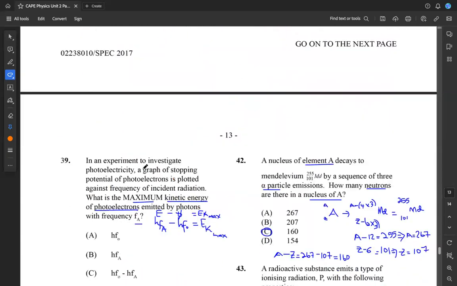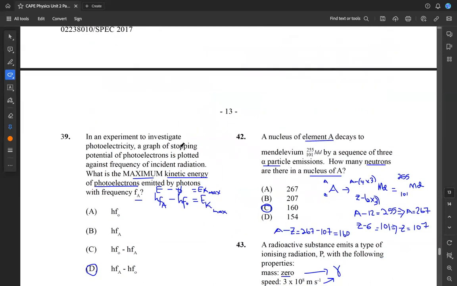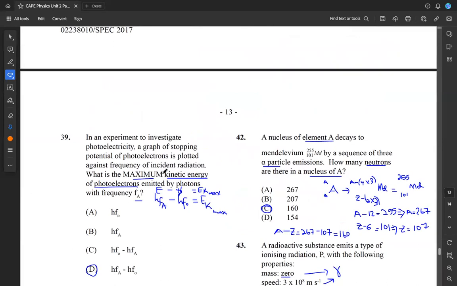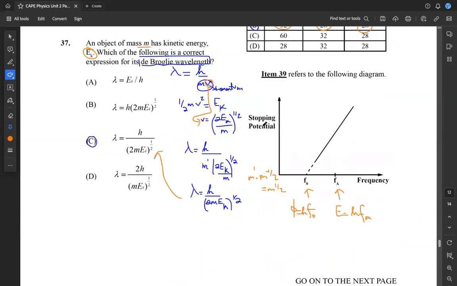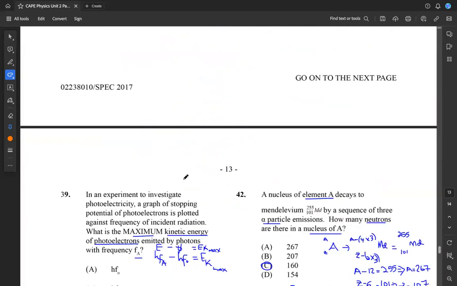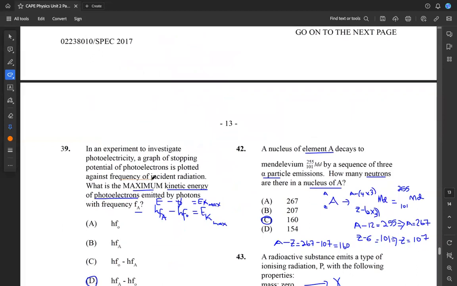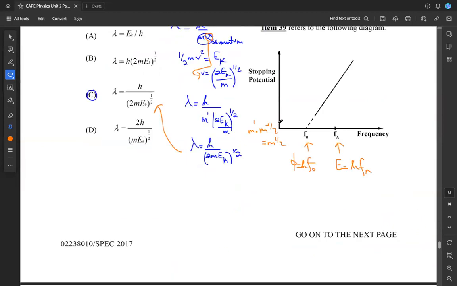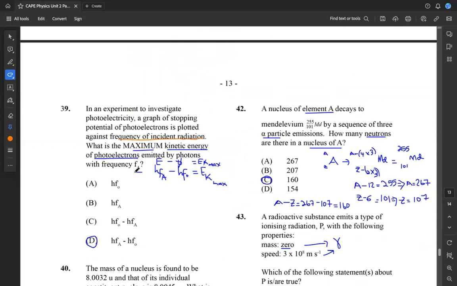So in an experiment to investigate photoelectricity, a graph of stopping potential of the photoelectrons is plotted, right? So against the frequency of the incident radiation. So the radiation that hits the metal, right? So that's what this graph is showing. Stopping potential versus incident frequency. So the frequency of the incident radiation is what's on the x-axis, as we see here. So, okay. What is the maximum kinetic energy of photoelectrons emitted by the photons of frequency fa?